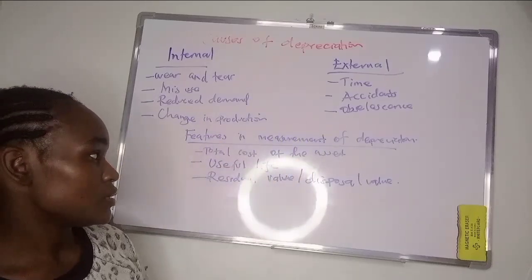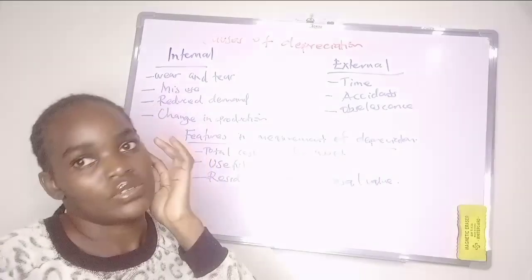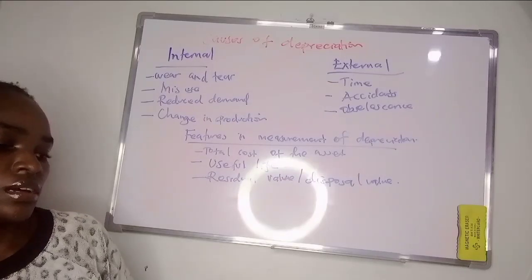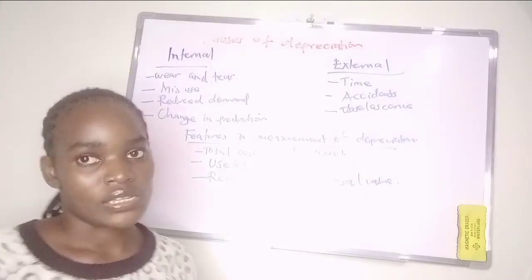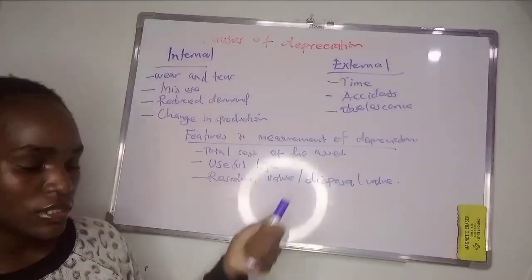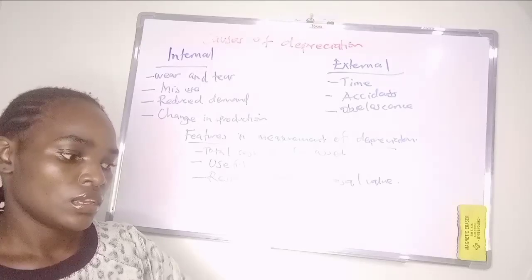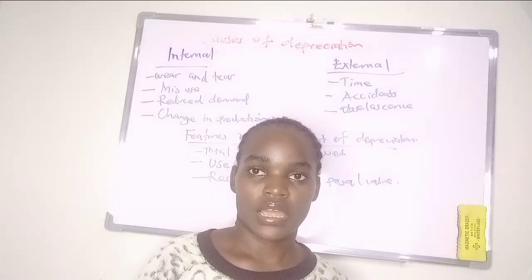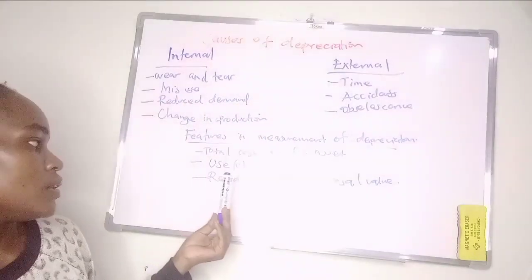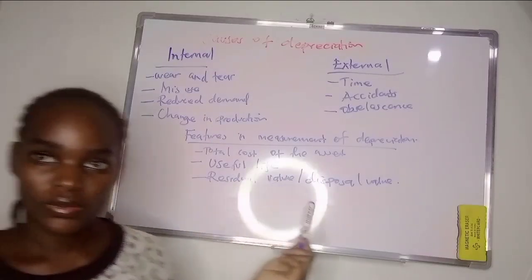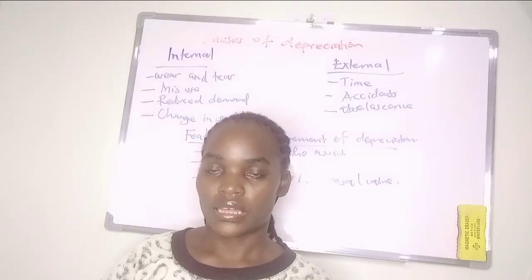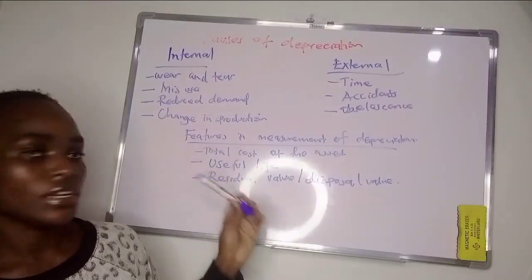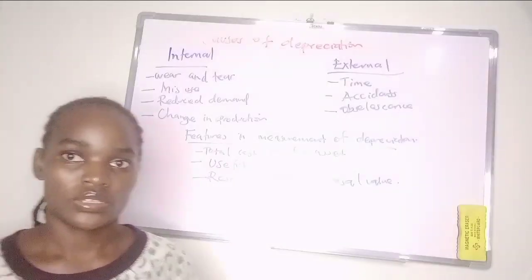Then the factors that are considered in measurement of depreciation. What do we use when we are measuring depreciation? First is the cost of the asset. We look at how much the asset was costing. Then the useful life, the time it is supposed to function or work. It can be 3 years, 4 years, 5 years, depending. Then residue value or the disposable value, the value of the asset at the time of disposal. So these are the 3 factors that we consider in measurement of depreciation.